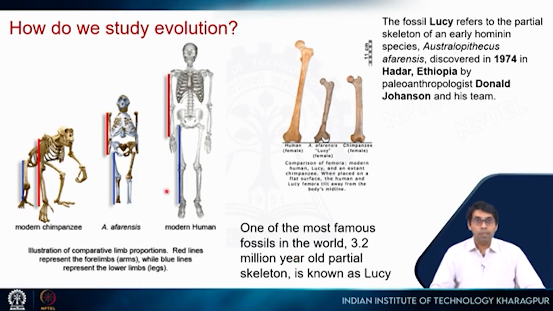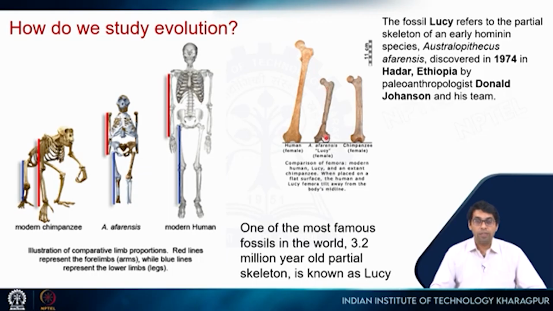Partial skeleton means that almost 40% of the complete skeleton was recovered in this particular dig. The fossil Lucy refers to this partial skeleton of an early hominin species called Australopithecus afarensis, or A. afarensis. It was discovered in 1974 in Ethiopia by Donald Johanson and his team. So this is how we study evolution, by looking at the fossil record.